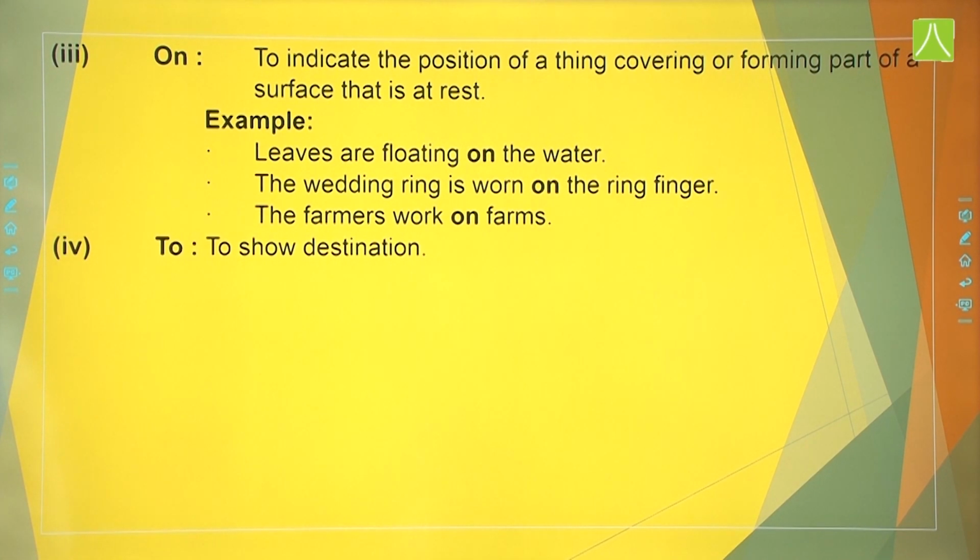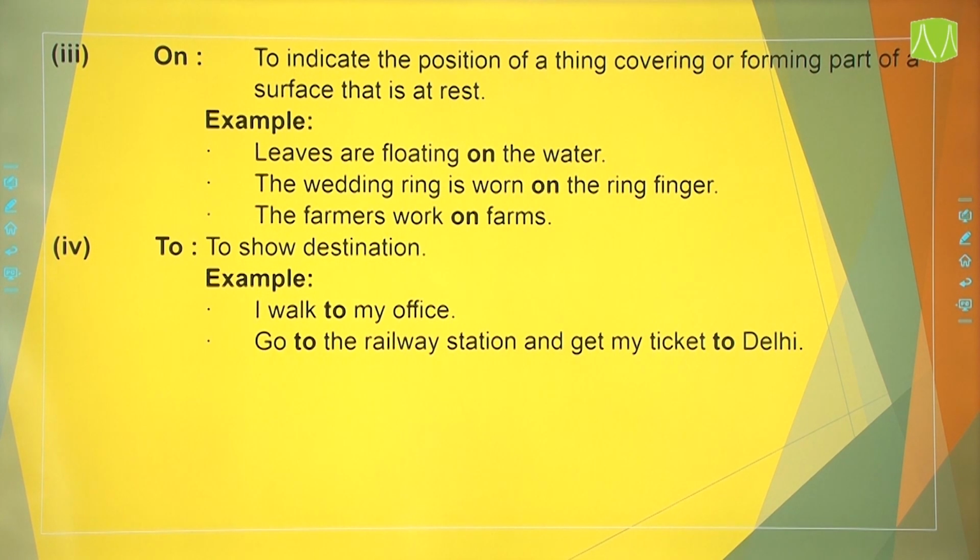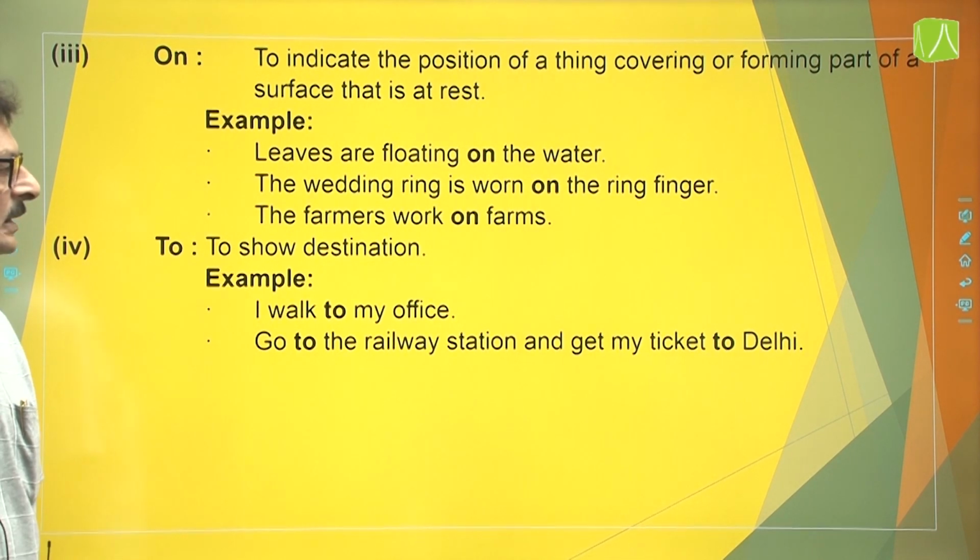To is used to show the destination. For example, I walk to my office. Go to the railway station and get my tickets to Delhi. I have used both ways. Go to the railway station and get my ticket to Delhi, to that place.